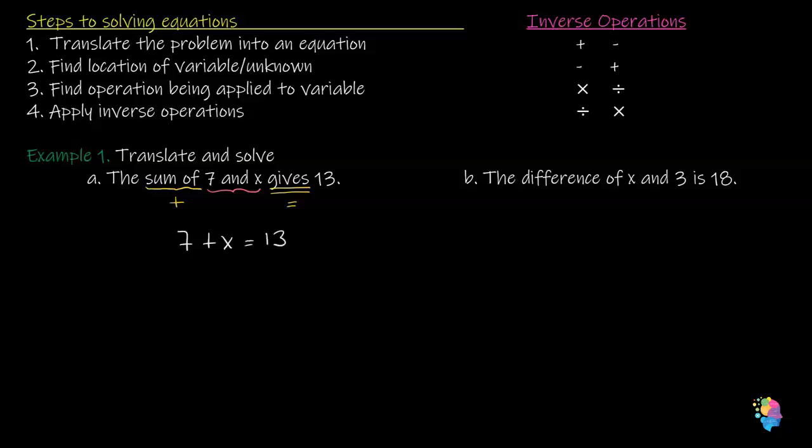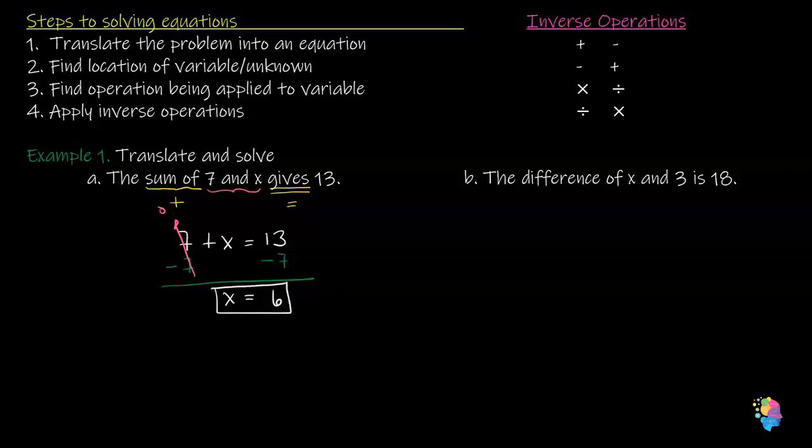Once we have translated the words into an equation, I'm going to notice that my variable is on the left. The operation being applied here is addition by 7. So then the opposite of addition will be subtraction. So we subtract 7 from both sides. From left to right, 7 minus 7 will be 0, leaving us with x is equal to, well, 13 minus 7 will be 6, making 6 the solution.